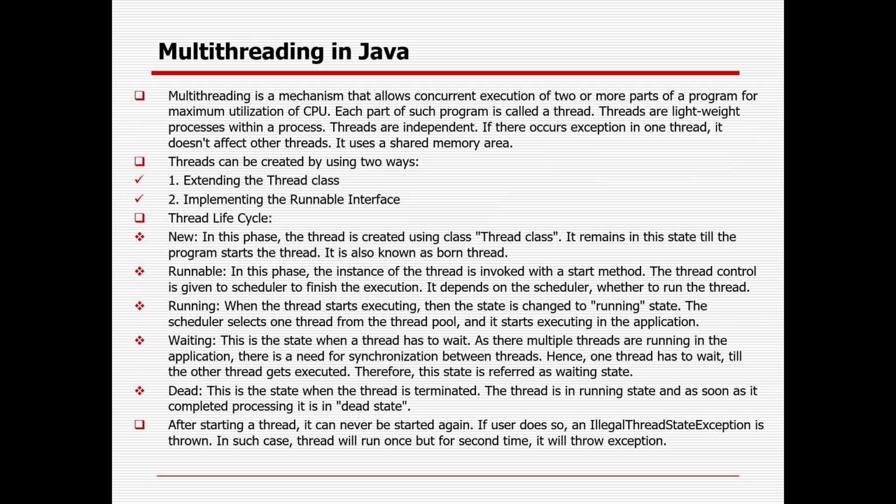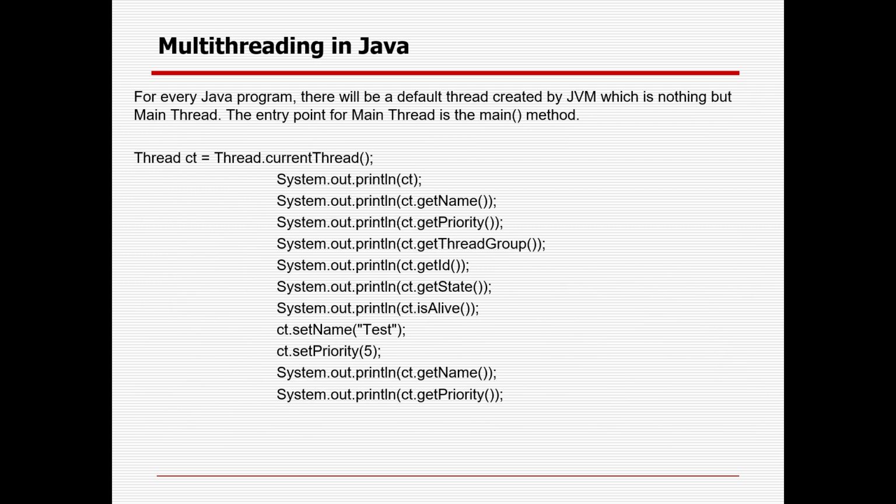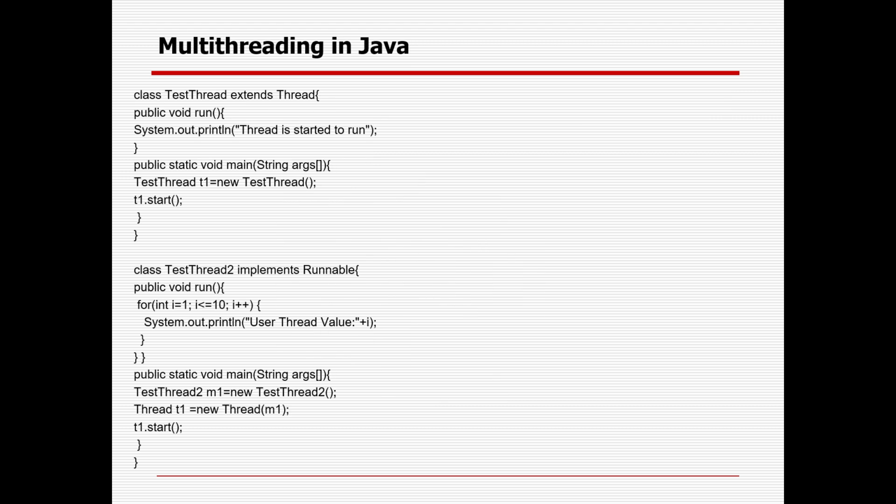Multi-threading is nothing but the mechanism to work on multiple kinds of work simultaneously with the help of multiple threads, right? There will be multiple states associated: new, runnable, running, waiting, and dead. If you want to start a thread, you need to call the start method. By default there will always be one thread in the system, the main thread. With the help of the current thread you can get the name, priority, thread group, ID, state, and whether it is alive or not. You can also make it dead. You can change the name and change the priority as well.